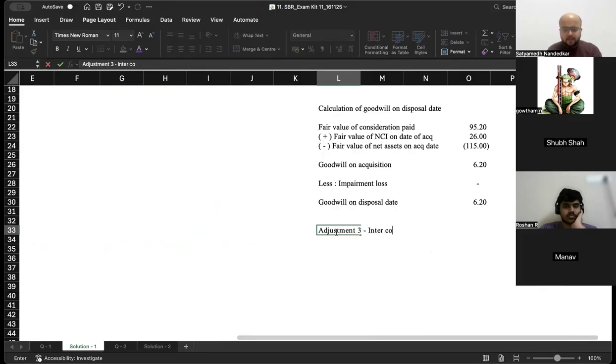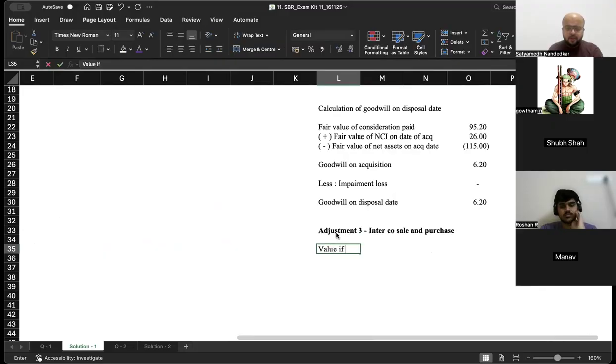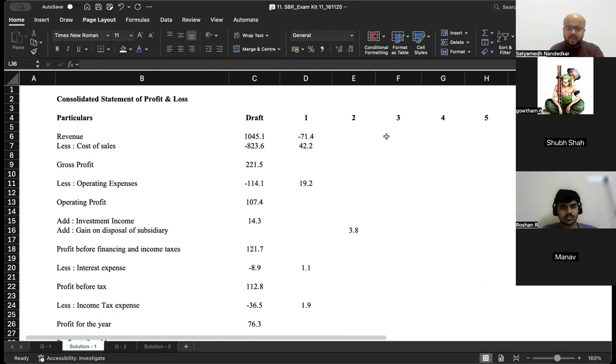Adjustment 3, intercompany sale and purchase. What is the value of intercompany sale purchase? 10 million and 5 million, that is 15 million. So minus 15 from revenue. Okay?